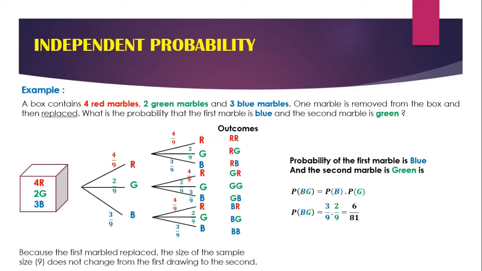Because the first marble is replaced, the sample size of 9 does not change from the first drawing to the second drawing. So we can conclude that the events are independent. The characteristic of independent probability is replacement. Okay, students, I think it's very clear.